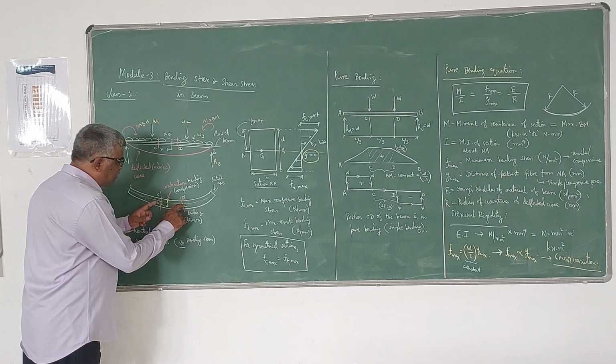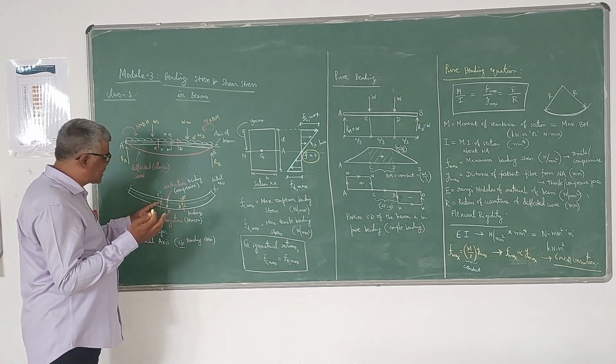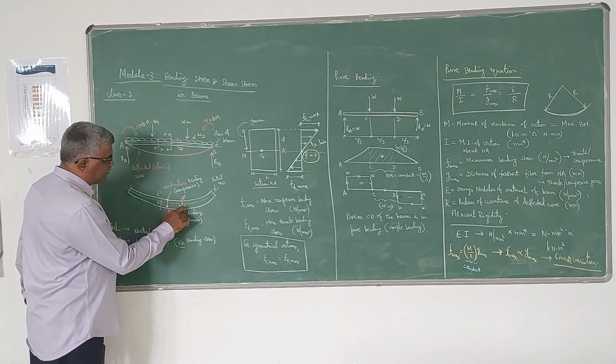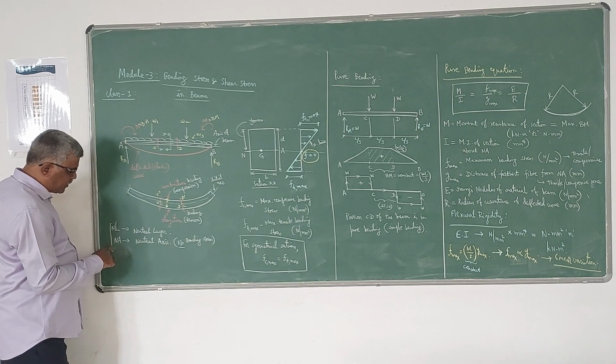So this layer, where there is neither compressive stress nor tensile stress, is not subjected to any stress. That layer is called the neutral layer, NL. Along the length of the beam, this layer is called the neutral layer.